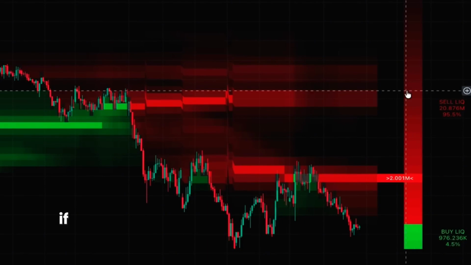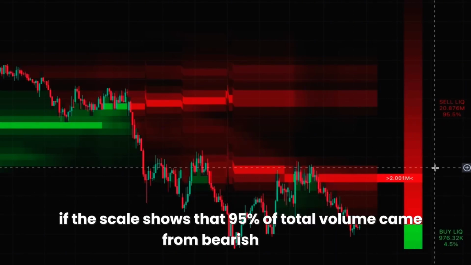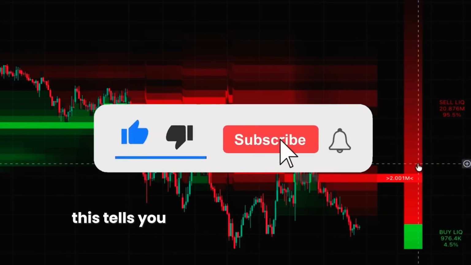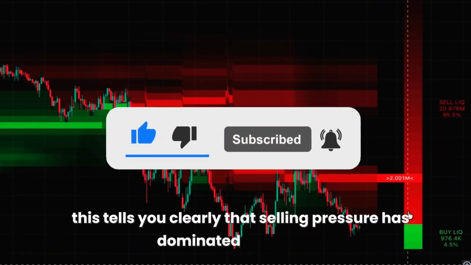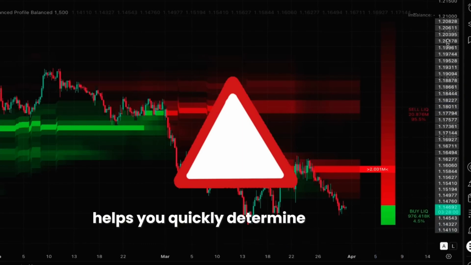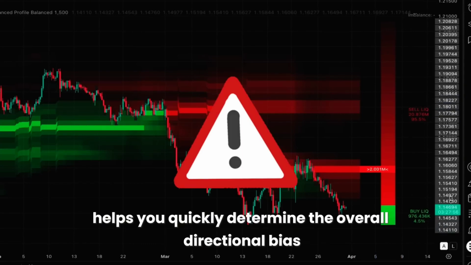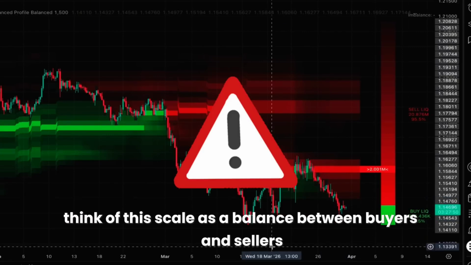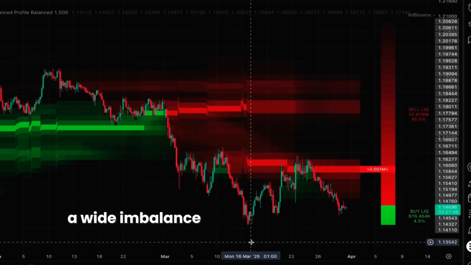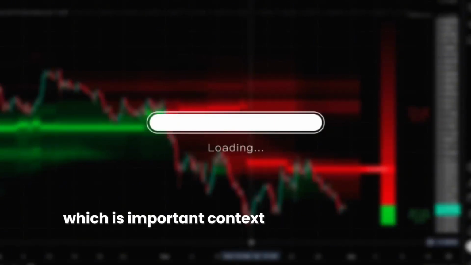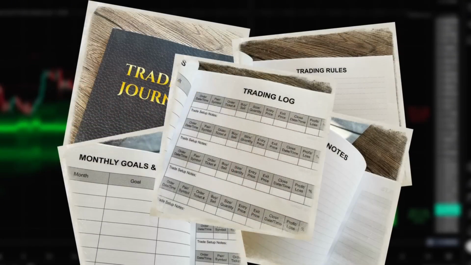For instance, if the scale shows that 95% of total volume came from bearish candles and only 5% from bullish candles, this tells you clearly that selling pressure has dominated the market. This kind of data helps you quickly determine the overall directional bias. Think of this scale as a balance between buyers and sellers. A wide imbalance signals a strong dominance from one side, which is important context when planning your trades.